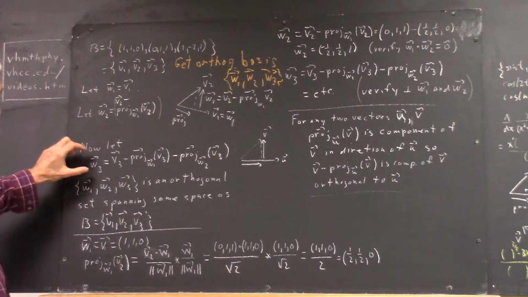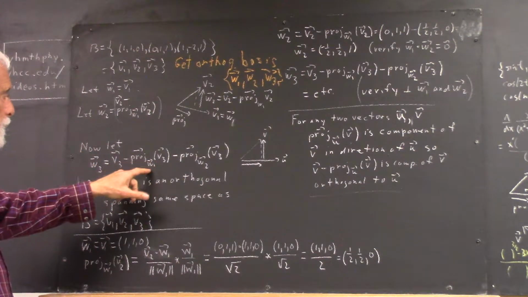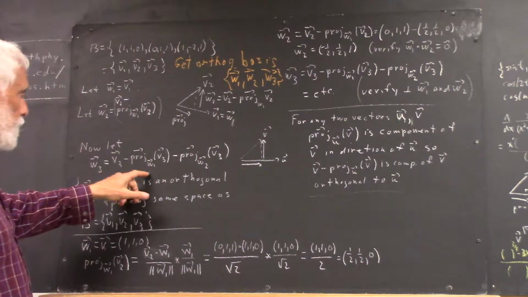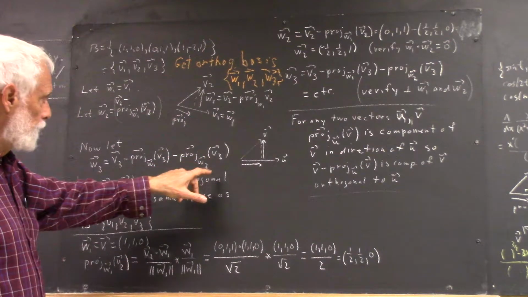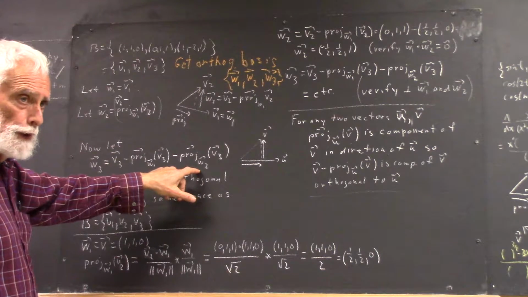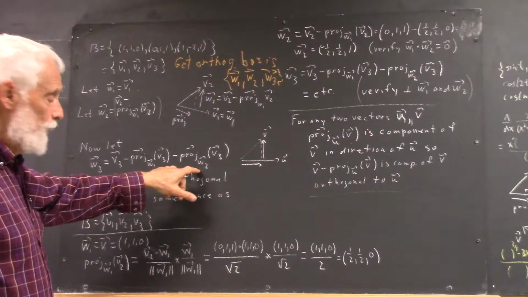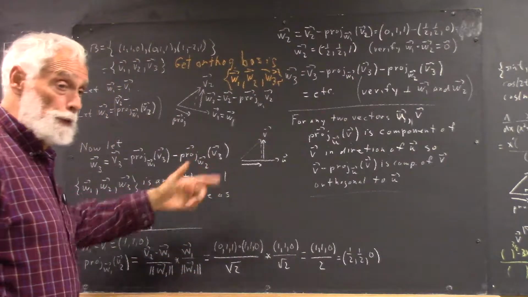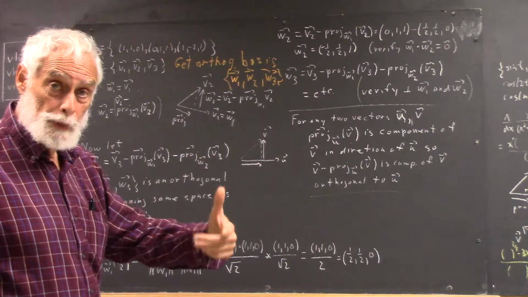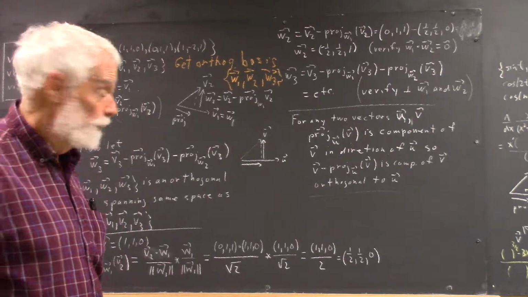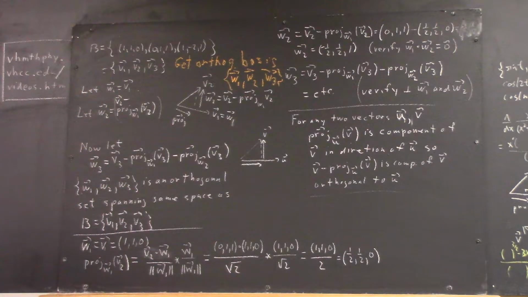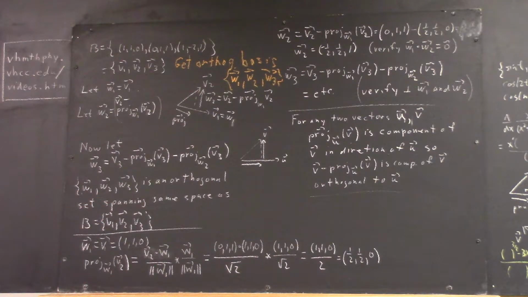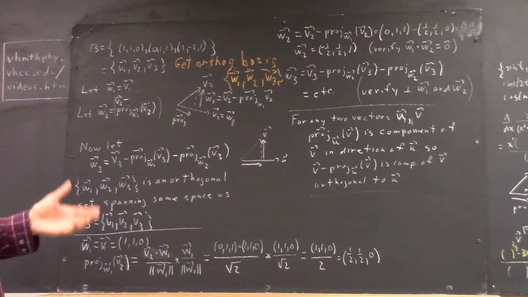Okay, so again, we subtract the component of V3 in the direction of W1 from V3, and then we subtract also the component of V3 in the direction of W2, and now we're left with whatever remains of V3 that's not in the direction of either W1 or W2, so it's orthogonal to W1 and W2. So that W3 has to be orthogonal to both W1 and W2.